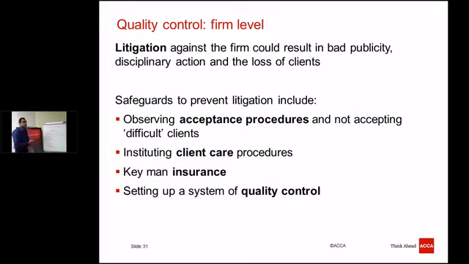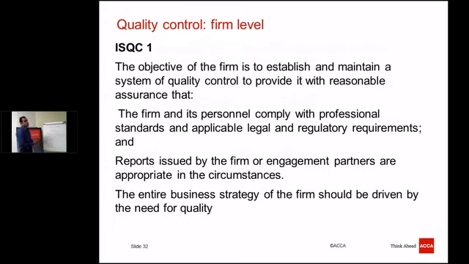And this you can see on the slide is ISQC 1. The objective of the firm is to establish and maintain a system of quality control to provide it with reasonable assurance that the firm and its personnel comply with professional standards and applicable legal and regulatory requirements, and reports issued by the firm or engagement partners are appropriate in the circumstances. Plus the fact that the entire business strategy of the firm should be driven by the need for quality. And this is really important.